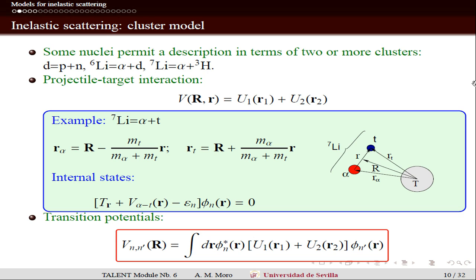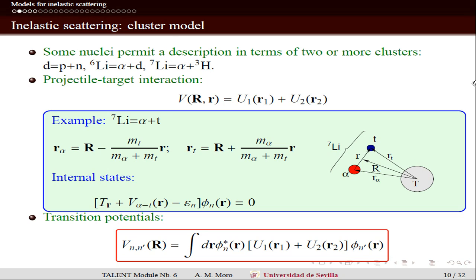So in this particular picture, of course, we could have a system composed of 3 or 4 or 5, but everything becomes much more complicated. So we confine ourselves to the system that we describe as 2 bodies. So in the 2-body case, the projectile-target interaction, thinking for example of this lithium-7, consistent with this two-body model, would be just the sum of the alpha-target interaction along this coordinate.